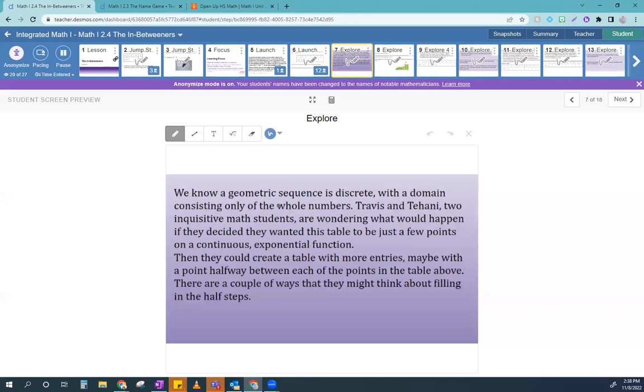Let's continue. It says, we know a geometric sequence is discrete with a domain consisting of only whole numbers. Travis and Tahani, 2 inquisitive math students, are wondering what would happen if they decided they wanted this table to be just a few points on a continuous exponential function. Then they would create a table with more entries, maybe with a point halfway in between each of the points in the table above. There are a couple ways that they might think about filling up the half steps.